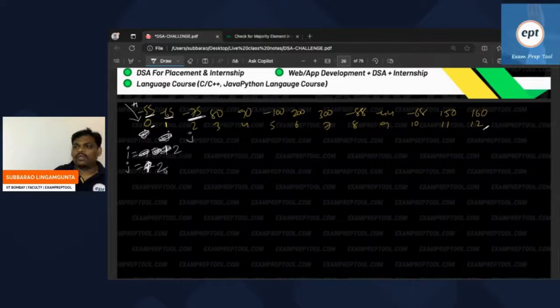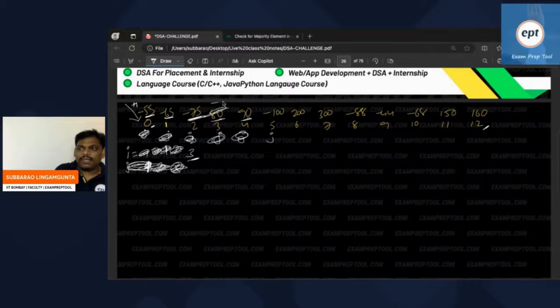Next one, as usual, i will increment by 1. So j will increment by 1. j will ask, are you greater? Yes. If greater, j doesn't inform i. j will go happily. Next one, are you greater? Yes, positive. Are you positive? No. Whenever it is not positive, inform i, increment i. i will increment, then swap a of i, a of j. i value 3, j value 5. Swap them. Minus 100 here, 80 here.